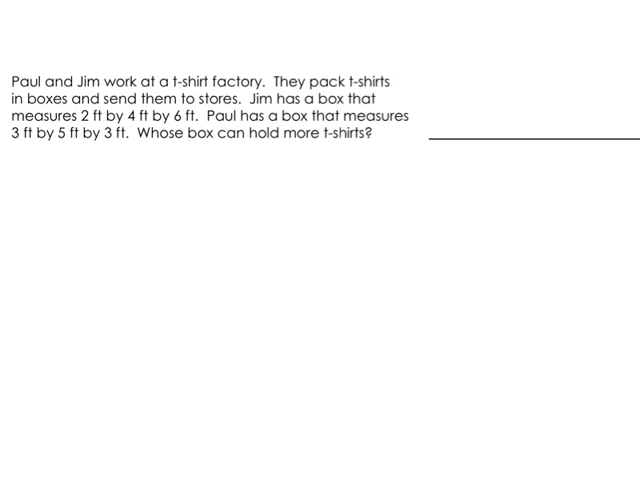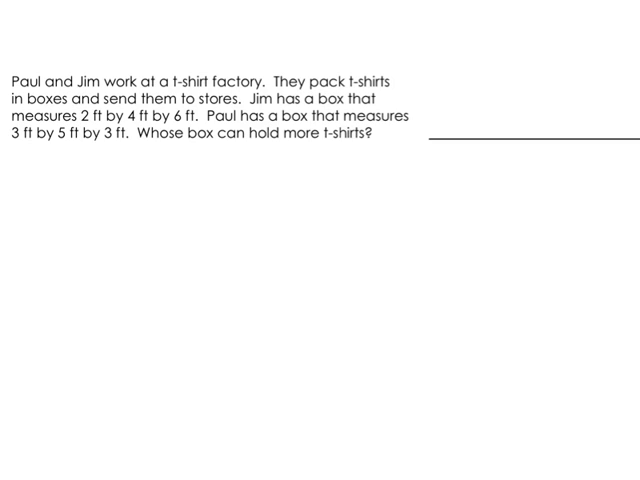All right, in this situation we have Paul and Jim working at a t-shirt factory. And they pack t-shirts in boxes and they send them to stores. Jim has a box that measures 2 feet by 4 feet by 6 feet. And Paul has a box that measures 3 feet by 5 feet by 3 feet. Whose box can hold more t-shirts? In other words, whose volume is largest?